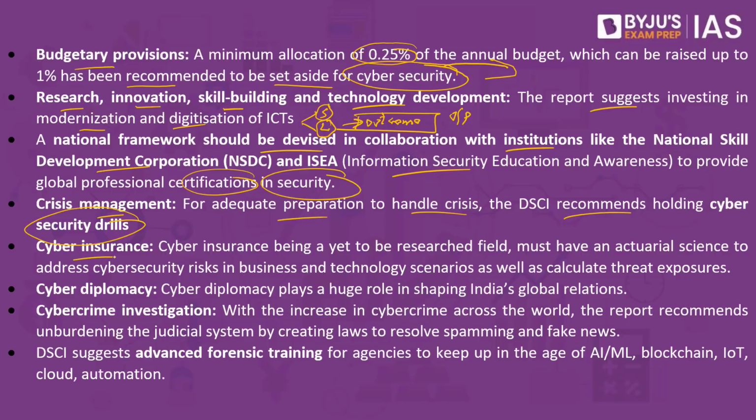Then we have the cyber insurance, which means cyber insurance, being yet to be a research field, must have an actual science to address cyber security risks in business and technology scenarios, as well as calculate the threat exposures. Just like we have life insurance, accident insurance, health insurance, every year we pay the premium for that particular insurance. Similarly, a company is also paying for cyber insurance. So in case a ransomware attack happens and their data is lost, in that case, they can file for a cyber insurance claim.